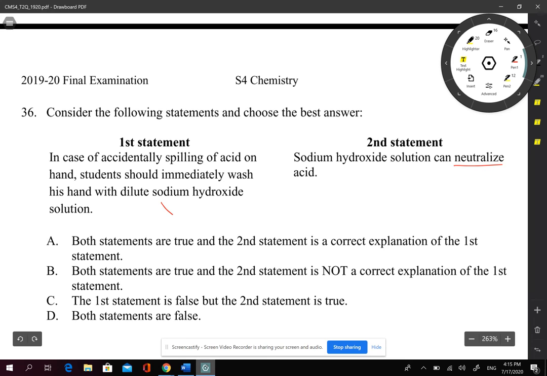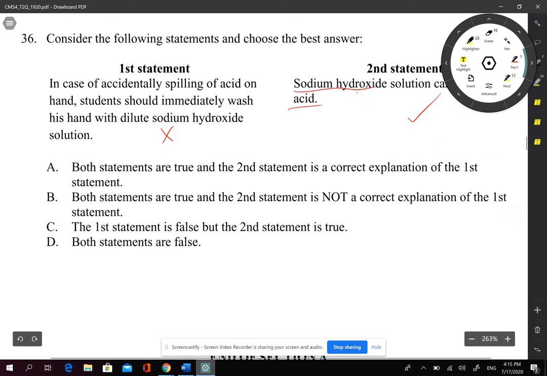So the first statement must not be correct. But of course, the second statement is only talking about neutralization. Does it occur? Yes, because alkali can neutralize acid. So the second statement is correct. So the answer goes to C. Okay.